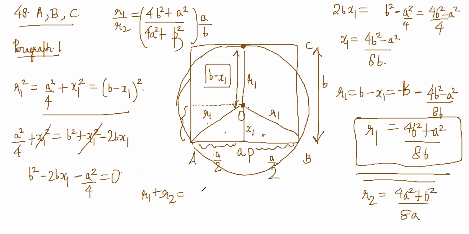R1 plus R2, if you add, what will happen? You multiply that one by a, so 4ab square plus a cube, and this one by b, 4a square b plus b cube by 8ab. R1 plus R2 comes like that. So a cube plus b cube plus 4ab into a plus b. So you have r1 plus r2 is equal to a cube plus b cube plus 4ab into a plus b by 8ab.